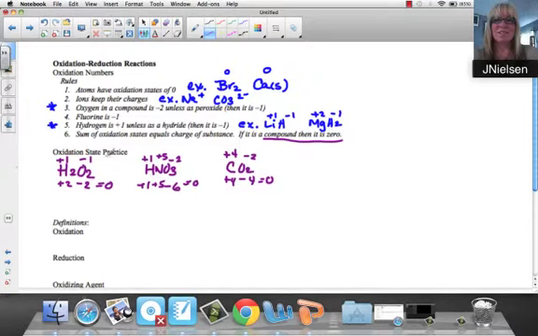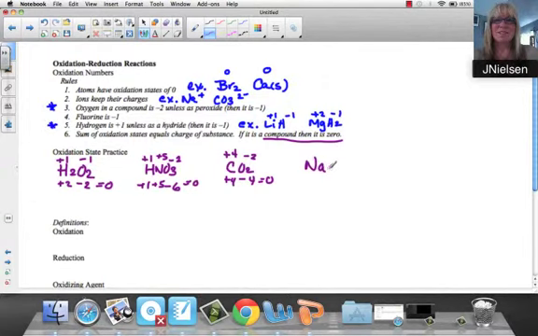Now, when you're doing this in an equation, I don't need to see all the math here on the bottom. You can do the math in your head. I'm just showing you how we're arriving at these charges. So don't feel compelled that you have to write this down, because I'm not looking at this bottom line. I'm only going to be looking up here to make sure that your oxidation states are correct.